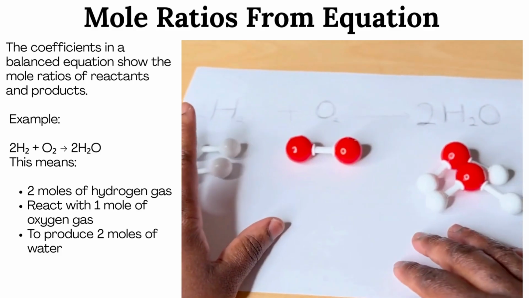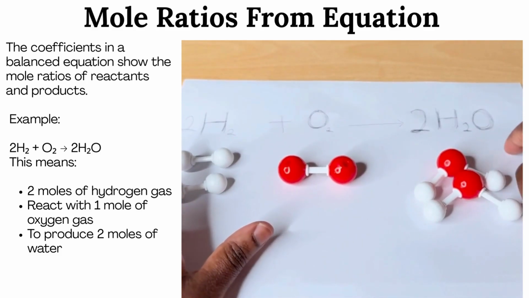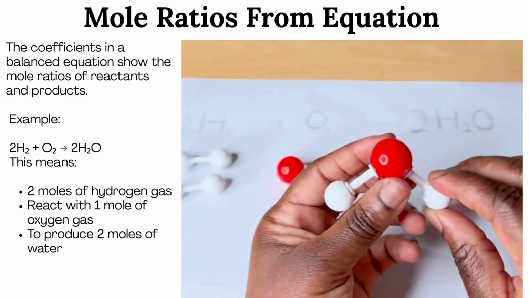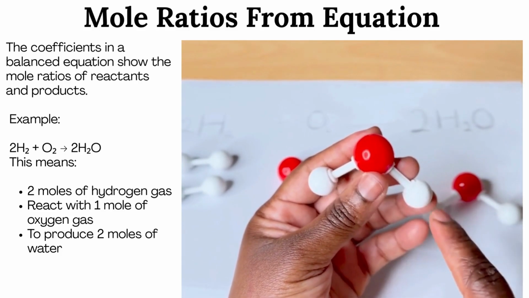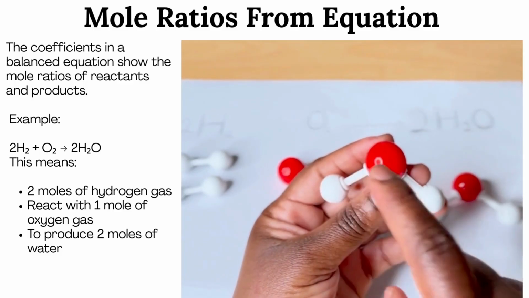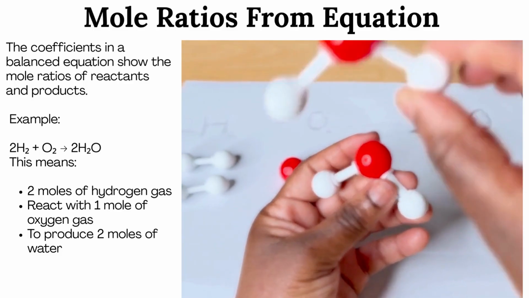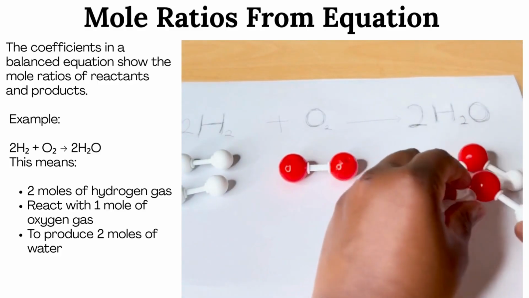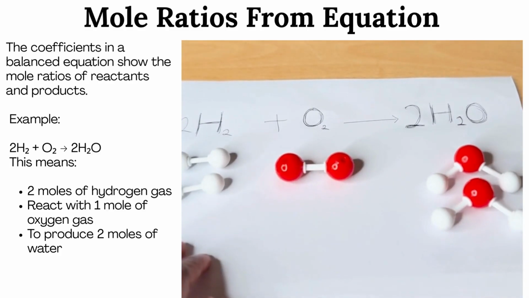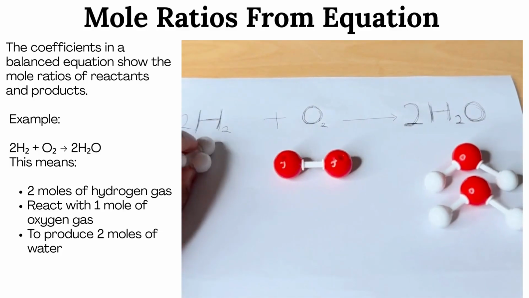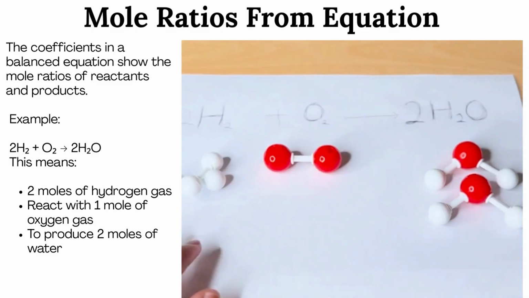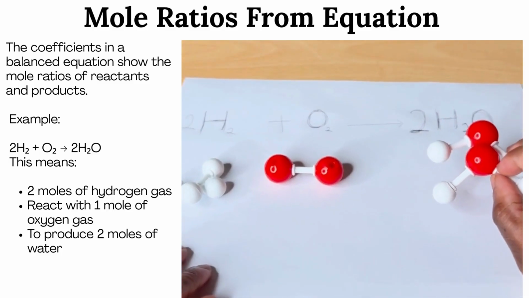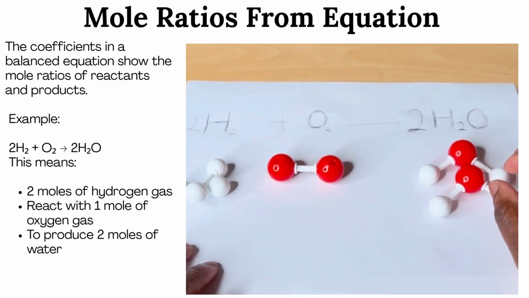And when these 2 combine, what do we have? We have 2 moles of water. Here is 1 mole of water, oxygen bonded to 2 hydrogen atoms, and this is mole 2. So here you can see the mole ratio of this simple reaction. We have 2 moles of hydrogen gas combining with 1 mole of oxygen gas to give us what? 2 moles of water.